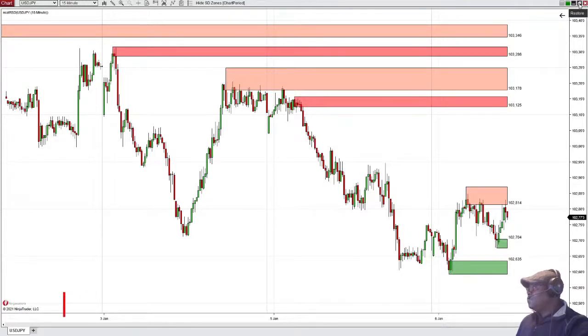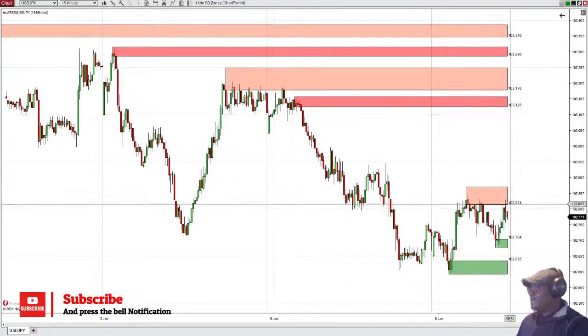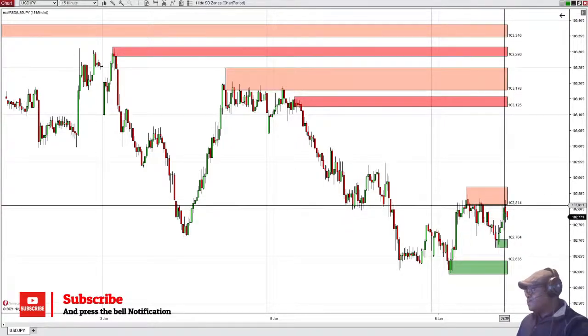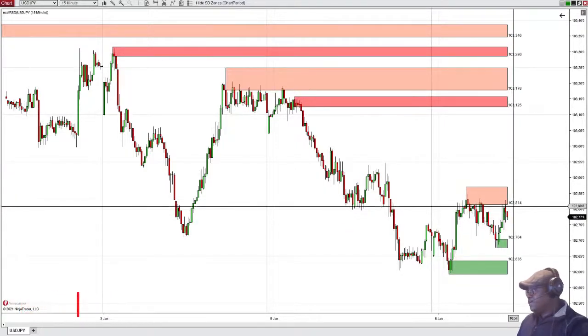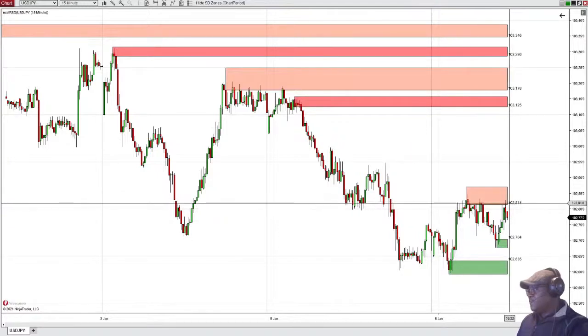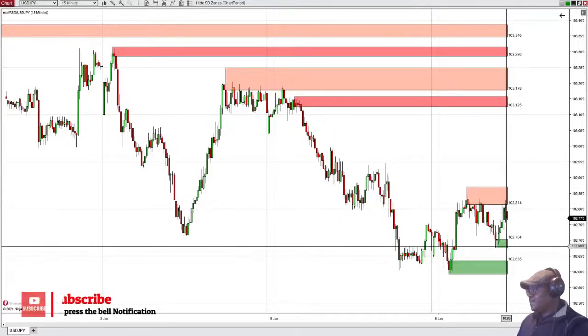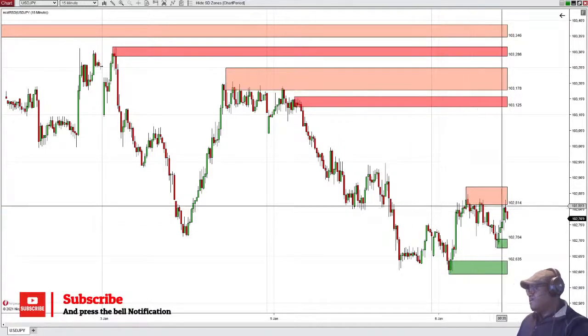Well, I'm late to the party on the 15 minutes, so I can't join the party. It's a pity. Looking at this 15 minute chart, if it pushes back up to test this 102.81, then I'm going to take the shot, go down.